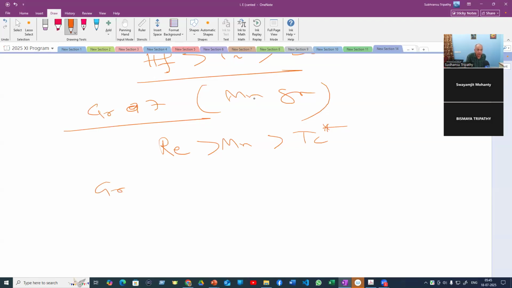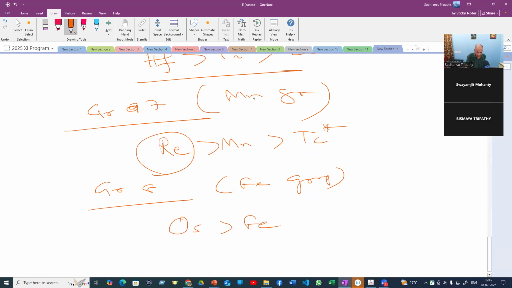Then group 8, that is the iron group. Iron, cobalt, nickel, who will be there? Sir, osmium. Iron, ruthenium.